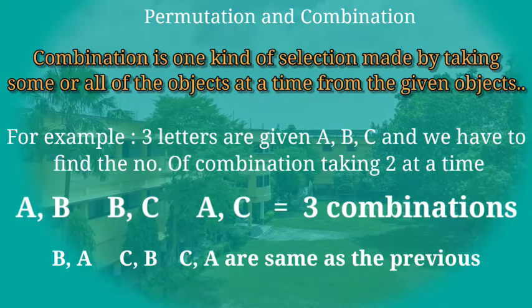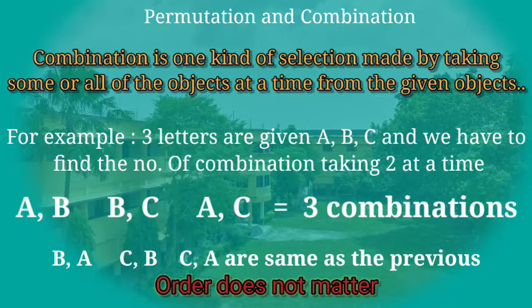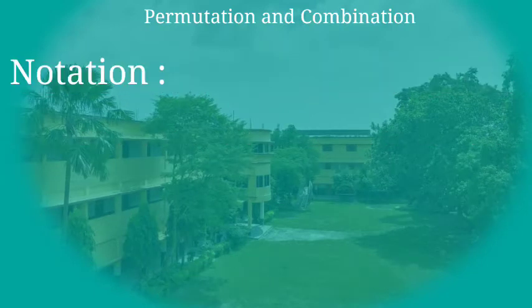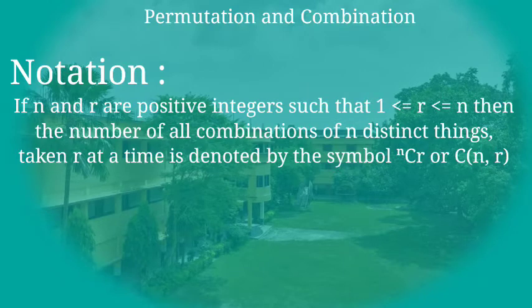The thing is, we have taken A and B together. Whether I have taken A first or B first, it doesn't matter. That is the meaning of order doesn't matter. Now, the notation of combination: the number of all combinations of n objects taken r at a time is generally denoted by nCr, where n is written at the superscript and r is written at the subscript.